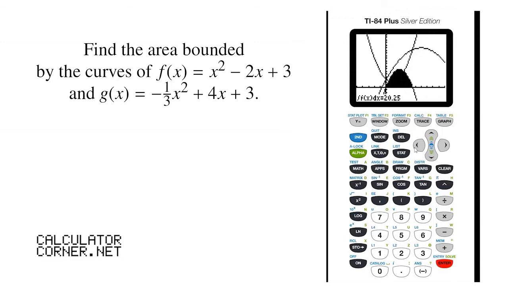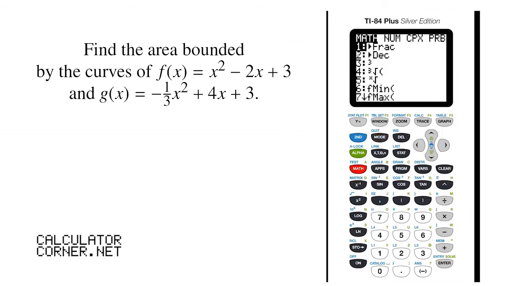If you need to know what that is as a fraction, then you can go back to the home screen, second quit, go to math, and then press enter for change to fraction. What the calculator considers to be the last answer is in fact that last value that we calculated, 20.25. And 20.25 written as a fraction is 81/4.